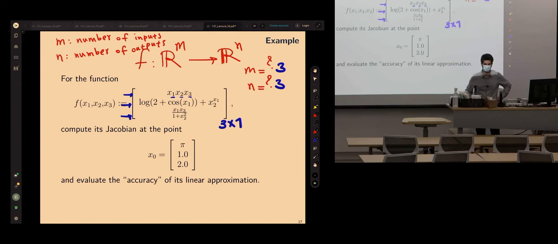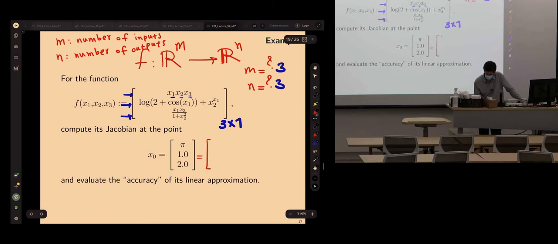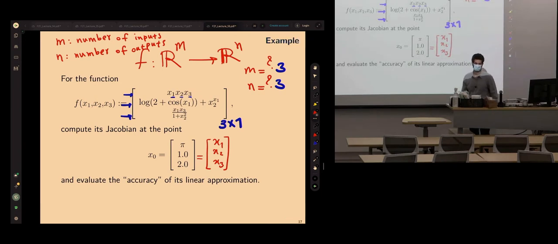So we want to evaluate the Jacobian of this function at a point x0. It is understood that this is x1, x2, x3, the ones you see in the above equations. So at a particular point, when x takes pi, 1, and 2, we want to evaluate the Jacobian.